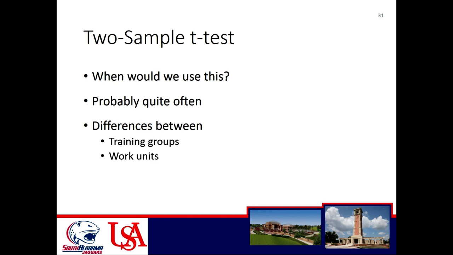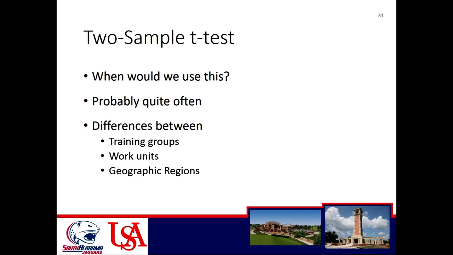Another example where you would do a two-sample t-test is work units. Let's say you have two work units and you want to see which one performs better, or if there is one that's significantly better than the other. You would then collect data regarding those two work units, and you can perform a two-sample t-test comparing the two.